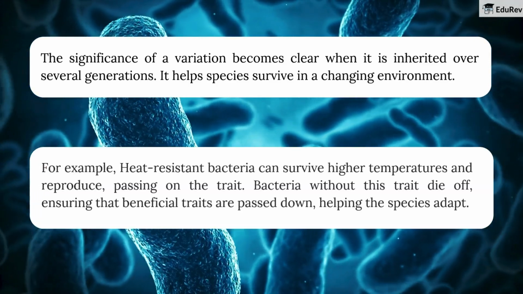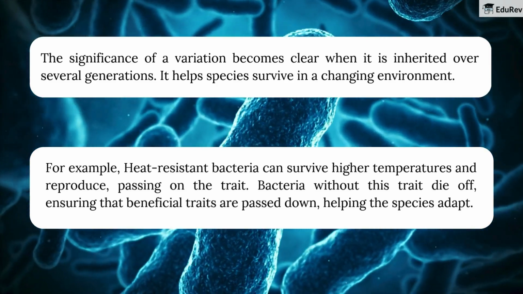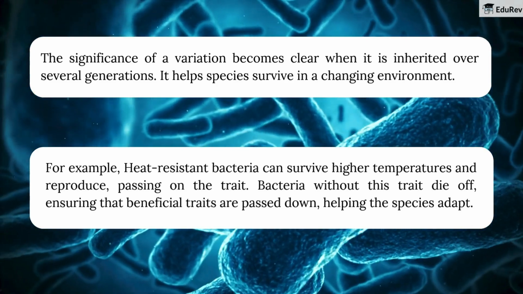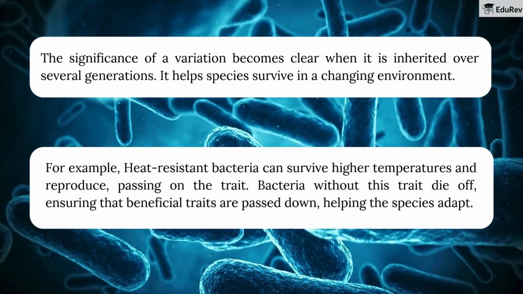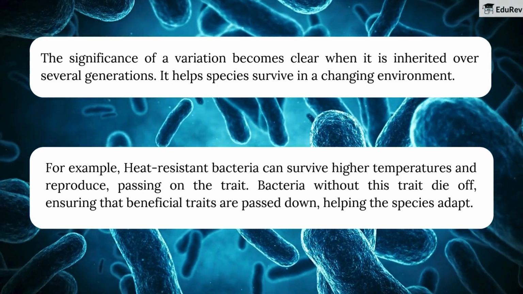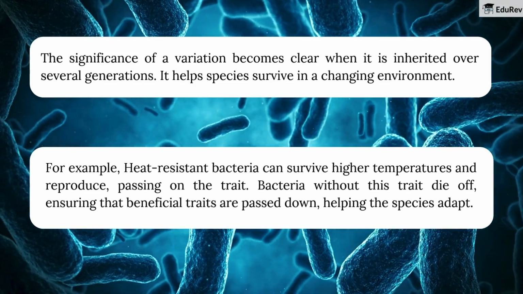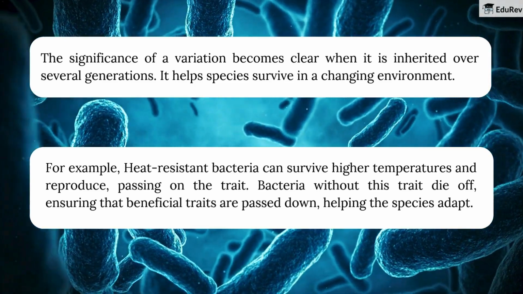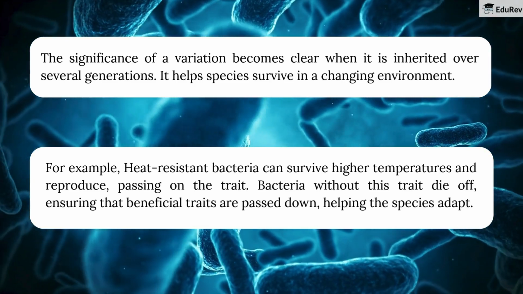For example, heat-resistant bacteria can survive higher temperatures and reproduce, passing on the trait. Bacteria without this trait die off, ensuring that beneficial traits are passed down, helping the species adapt.